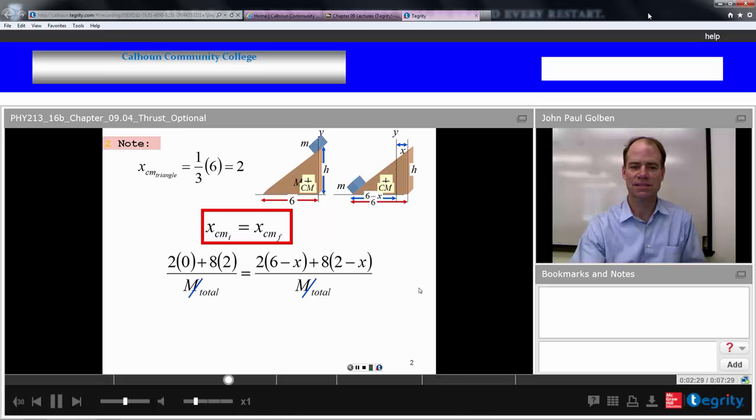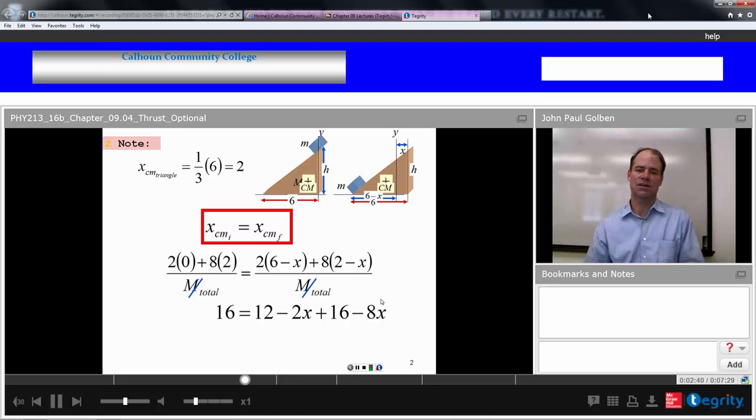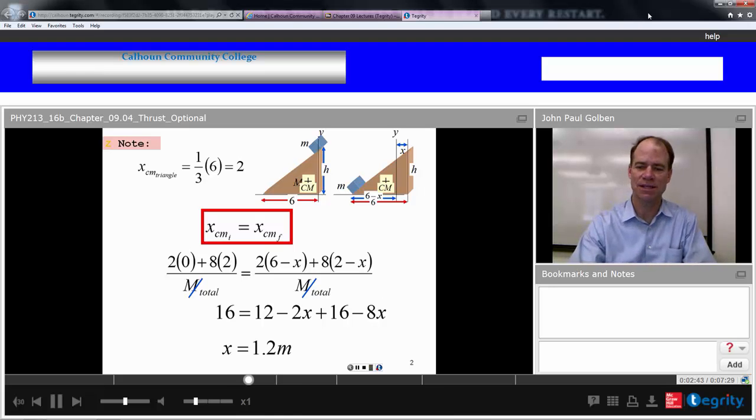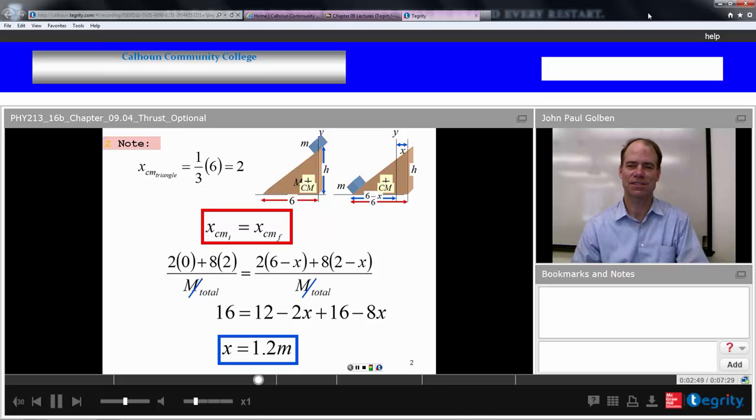The total mass will cancel out on both sides, and so will this 2 times 0, and we can solve this for x. So I have 16 is equal to 12 minus 2x plus 16 minus 8x. x will equal 1.2 meters. So the amount that the mass moved, x, is 1.2 meters. Actually, the center of mass is where it was before.